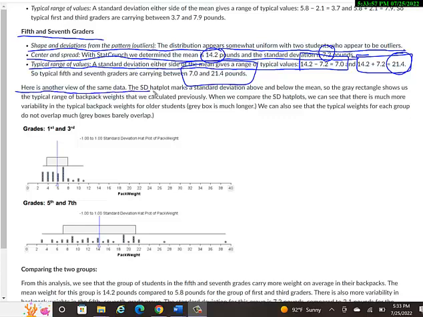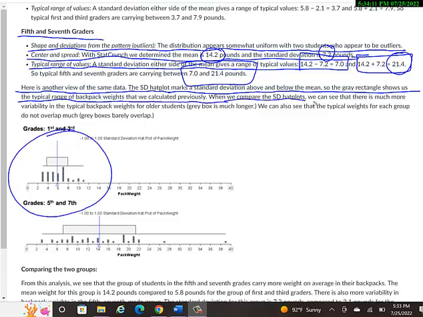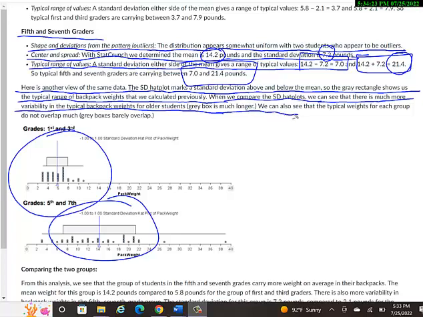Here's another view of the same data. The standard deviation hat plot marks a standard deviation above and below the mean, so the gray rectangle shows us the typical range of backpack weights that we calculated previously. So here, when we compare the standard deviation hat plots, we can see that there is much more variability in the typical backpack weights for older students. The gray box down here is much wider, or longer. So we can see that the typical weights for each group do not overlap much. Gray boxes barely overlap. Yeah, there's not much overlap here vertically.